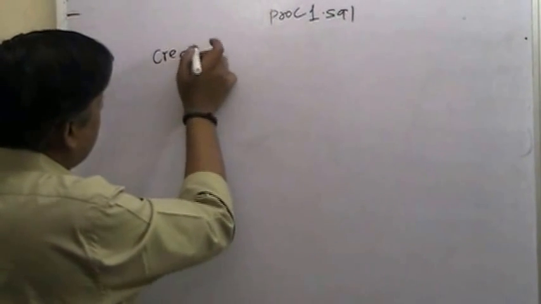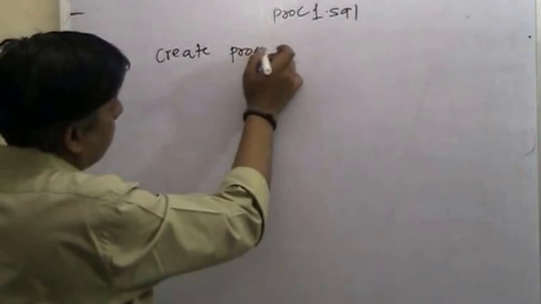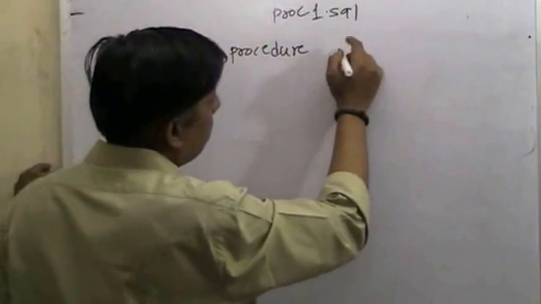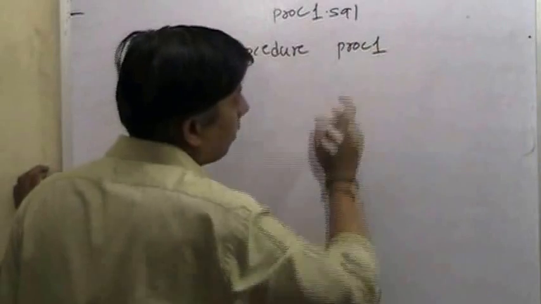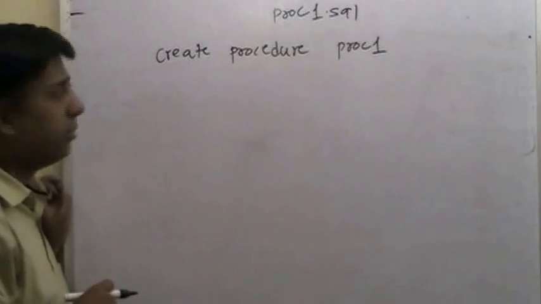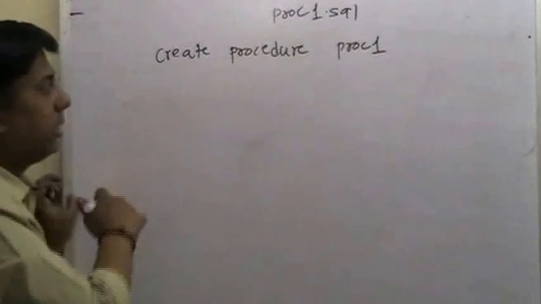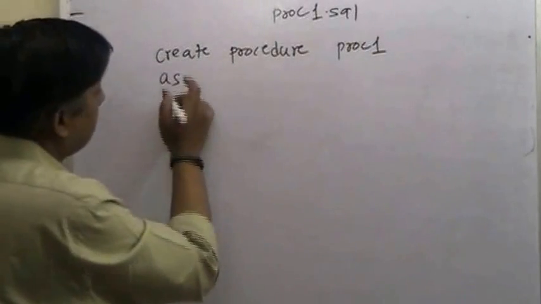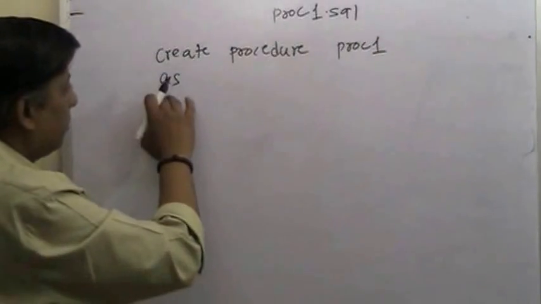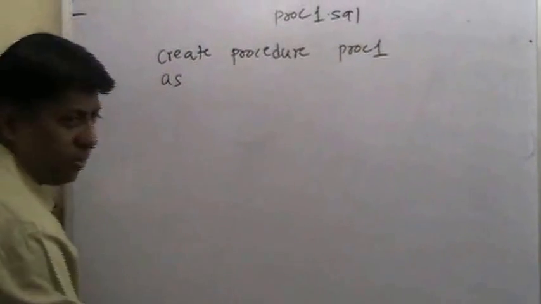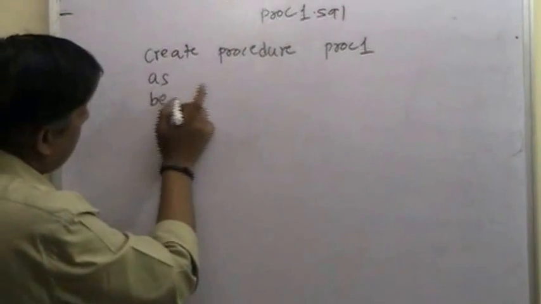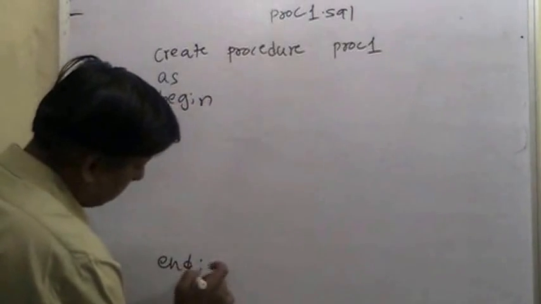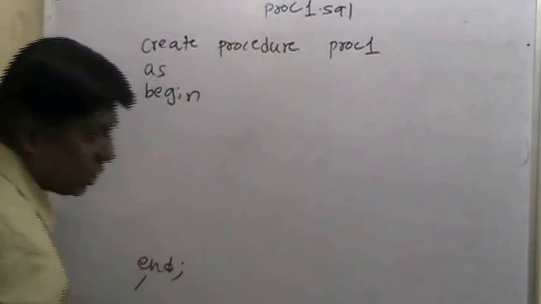Create procedure, just like create table. And the name of the procedure, in my case, is proc1. That is the object that I'm creating. It's a PL/SQL object. Create procedure proc1 as, that means the code for that procedure is starting from here, and then you type begin and then you type end and a semicolon here and a slash here.